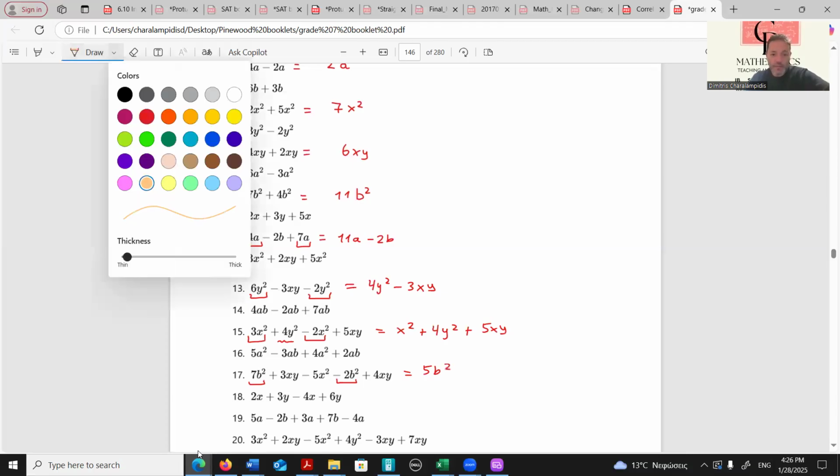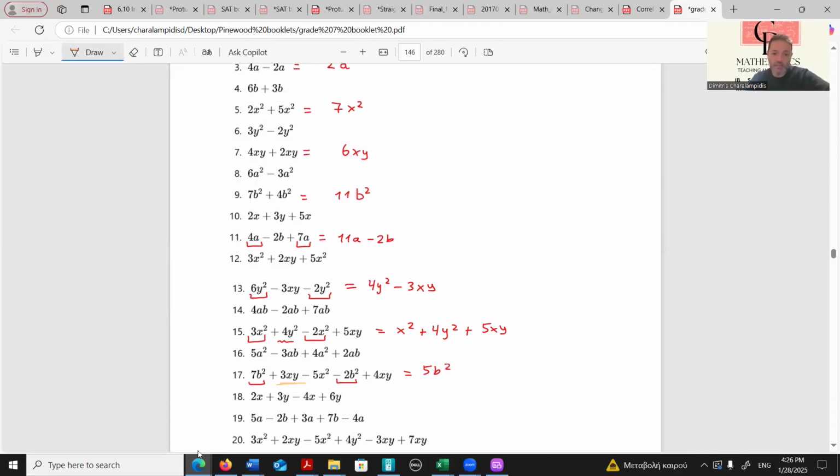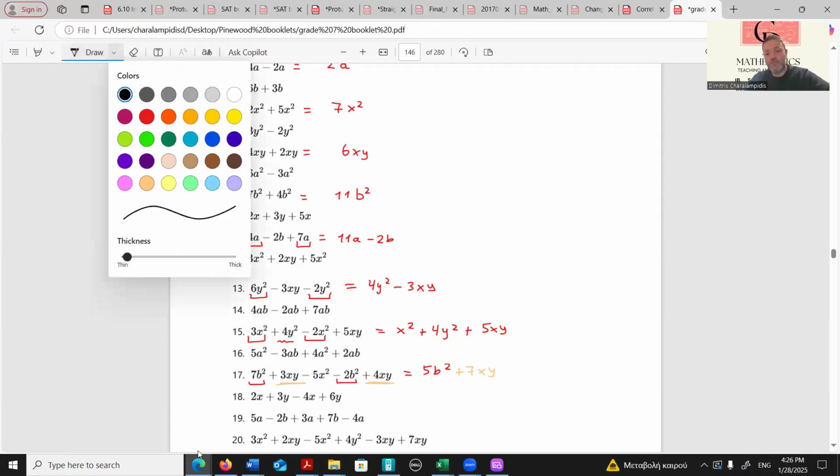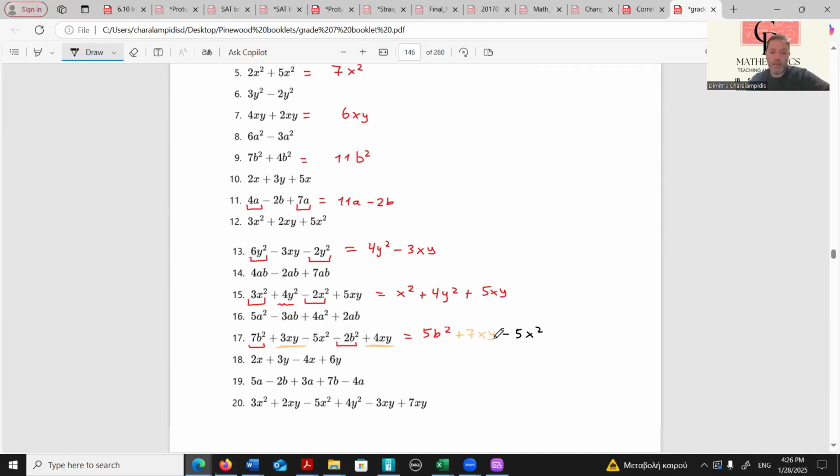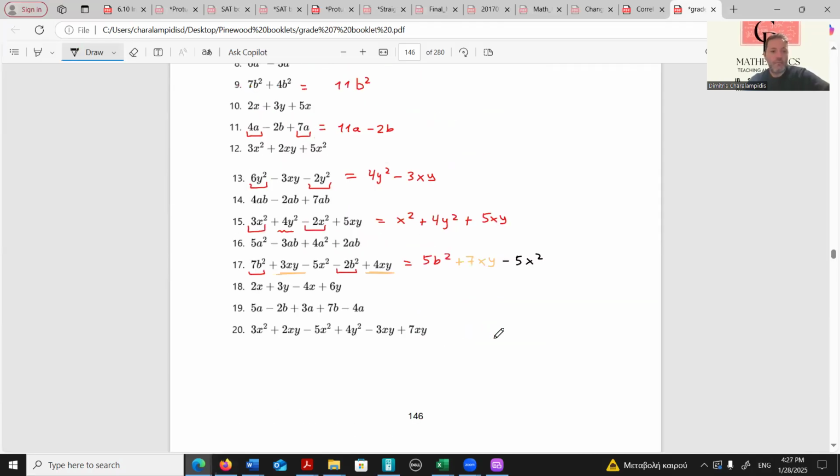Then 3xy plus 4xy, it should be plus 7xy. And finally, minus 5x squared. In 19, 5a plus 3a, it's 8a, minus 4a should be 4a. And then we have the b's. Minus 2b plus 7b should be plus 5b.